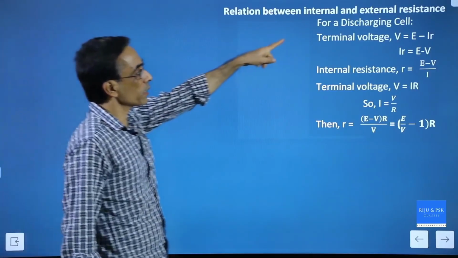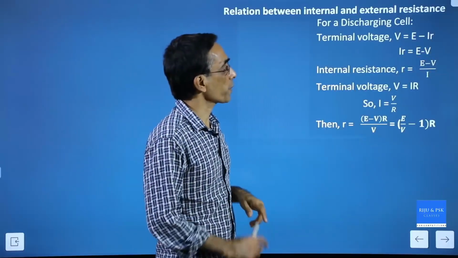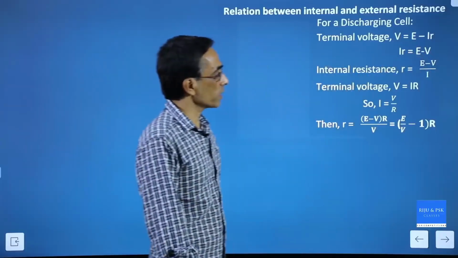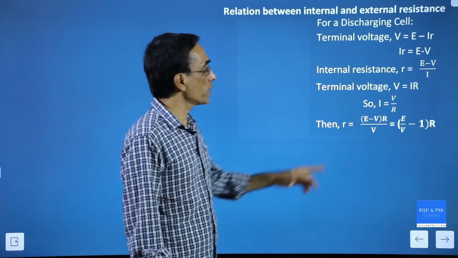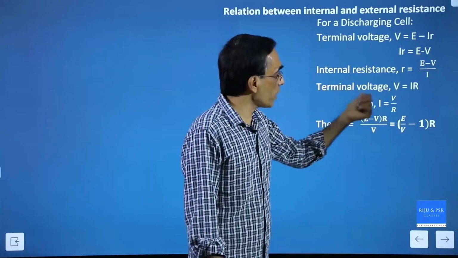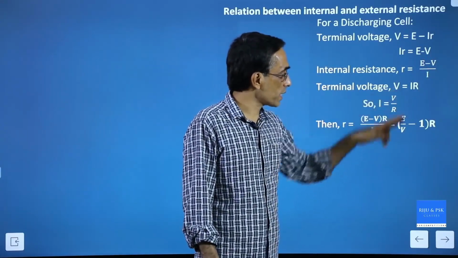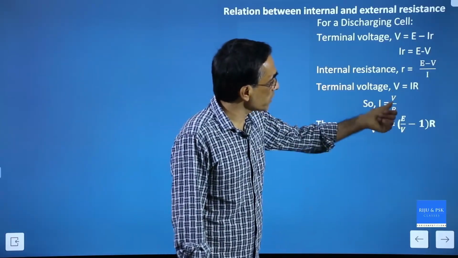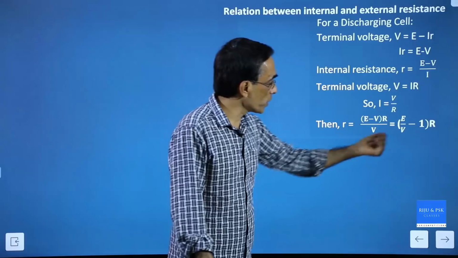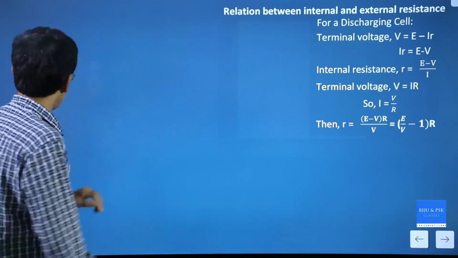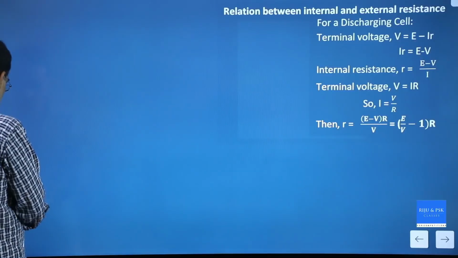We know that for a discharging cell, V equals E minus Ir. From this we can say Ir equals E minus V, so r equals (E minus V) by I. Then we also know that terminal voltage has a second equation, V equals I into R, so I is equal to V by R. Substituting, you'll get r equals (E by V minus 1) into R. This is the derivation. This is what you have to write in the board examination also.